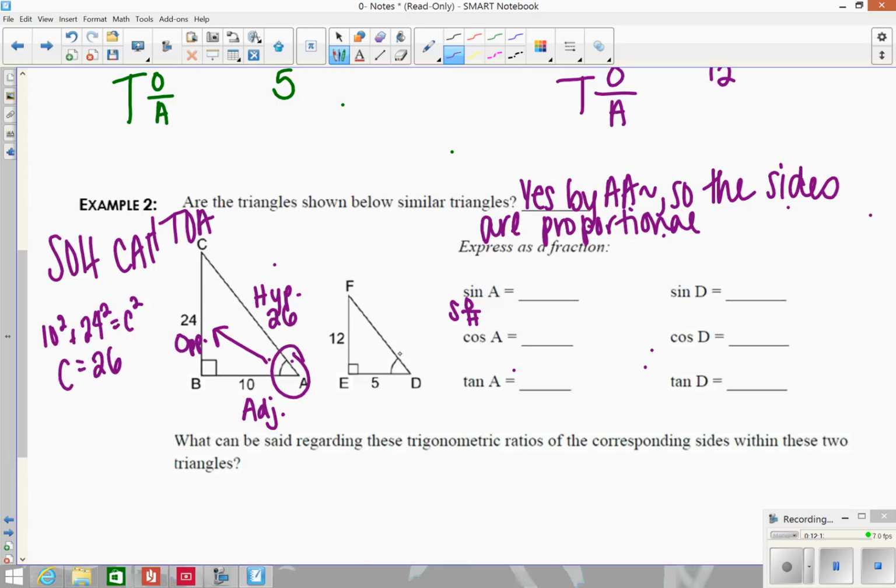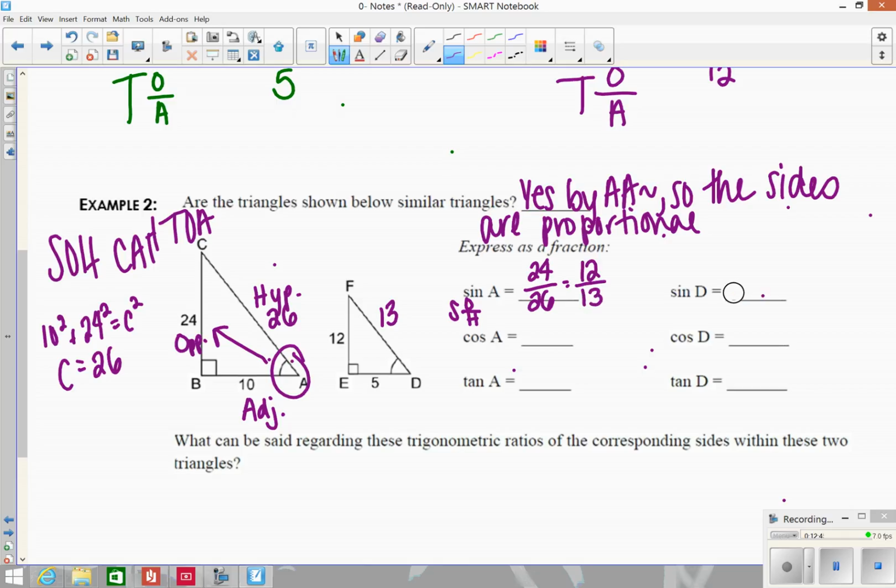Now, you might have just seen that that came from a 5, 12. This right triangle would have to have a side length of 13 for the hypotenuse. So basically what I did was I just times 2 to get to each of the sides. Or you could have done Pythagorean theorem. So then when I go to write sine of A, well, sine of A is the opposite, so 24 over the hypotenuse. And if I reduce that, 24 divided by 26, I end up with 12/13.